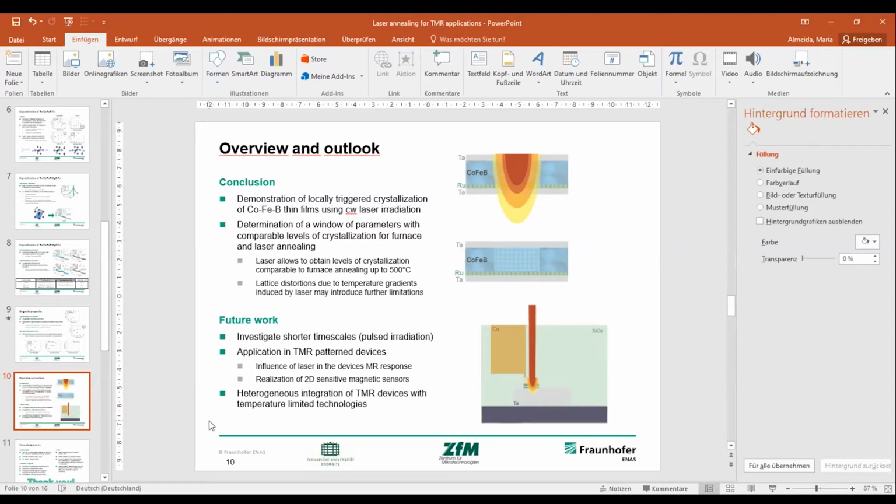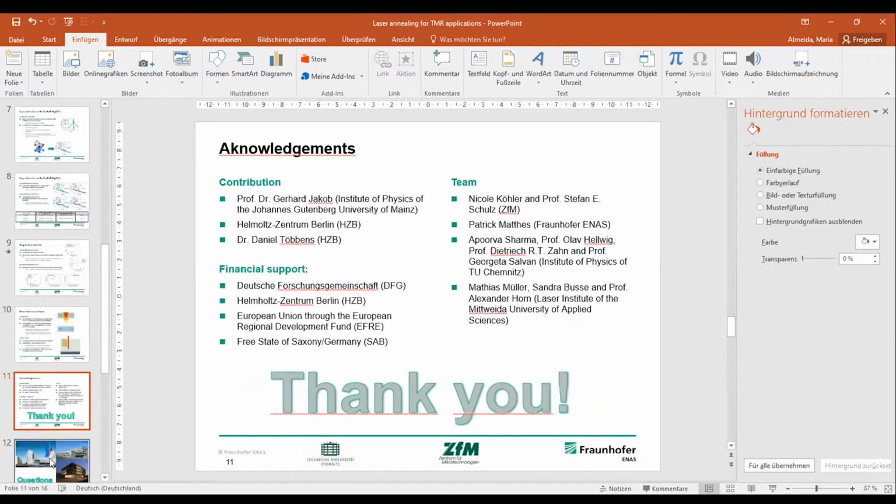And this may open doors not only for standard TMR devices, but also for the integration of TMR devices with technologies or substrates where temperature may be an issue, for example.